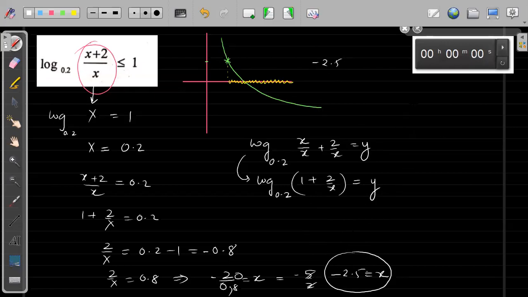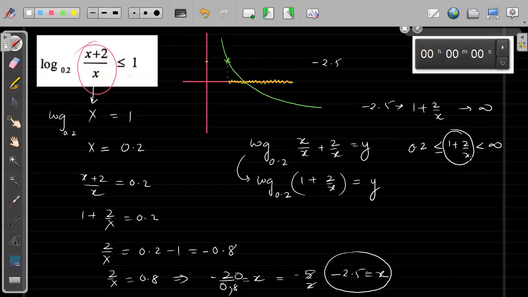Now I will check: this is 1 plus 2 by x, right? From minus 2.5, this will move to infinity. So I will check the values of x. So 1 plus 2 by x should be greater than or equal to 0.2 and less than infinity. First thing, right? So 0.2 to infinity, that is why it will get this.